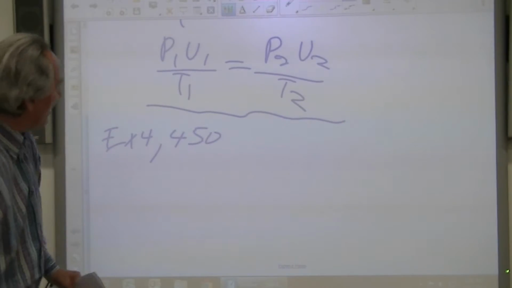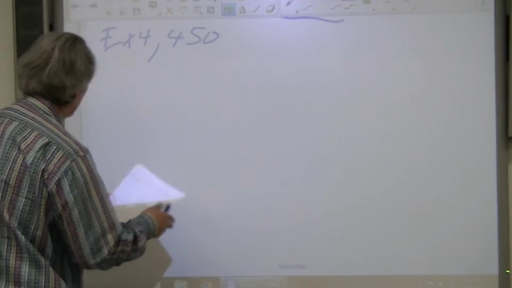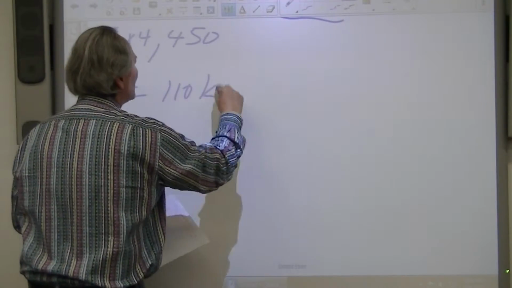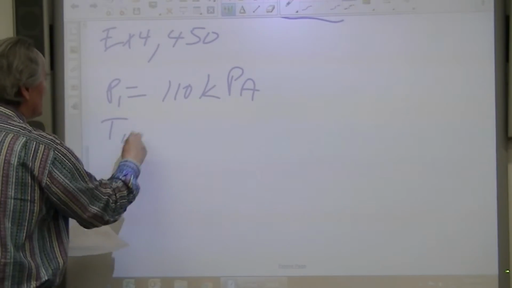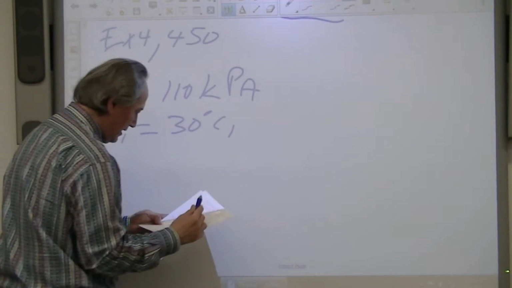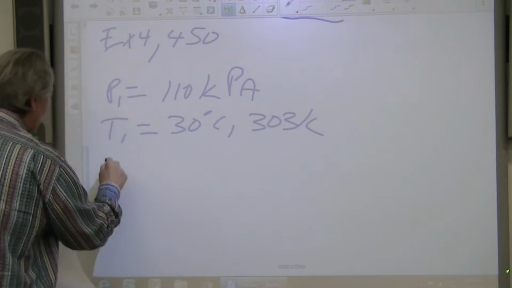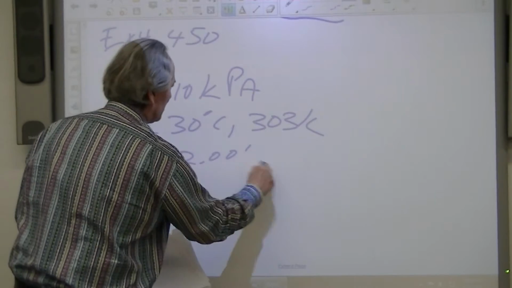Let's first write the data that was given to us. Originally, we were given pressure 1. Pressure 1 was stated at 110 kilopascals. We were also given temperature 1, which was stated at 30 degrees Celsius, translated to Kelvin would be 303 Kelvin. We were also given volume 1, and volume 1 was, in fact, 2.00 liters.